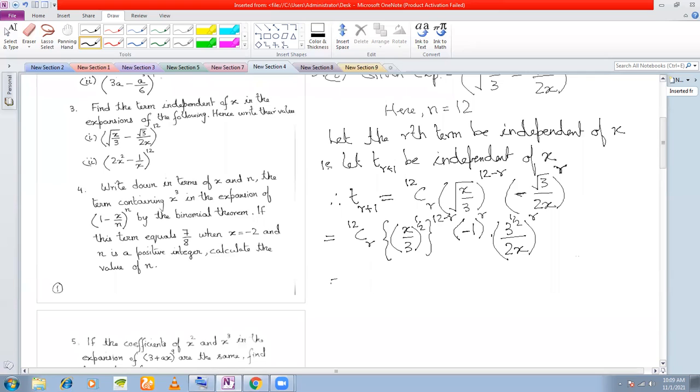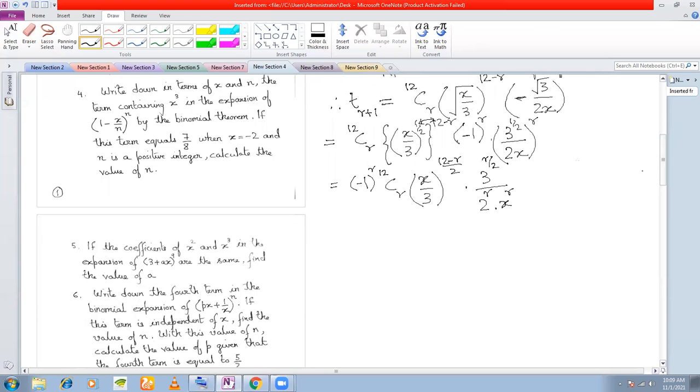Okay. So this you get as minus 1 to the power of r, 12cr, and you can multiply the powers here, these two. So you get x by 3 to the power of 12 minus r by 2 into 3 to the power of r by 2 divided by 2 to the power of r into x to the power of r. Okay, which is equal to, now you can take minus 1 to the power of r into 12cr.